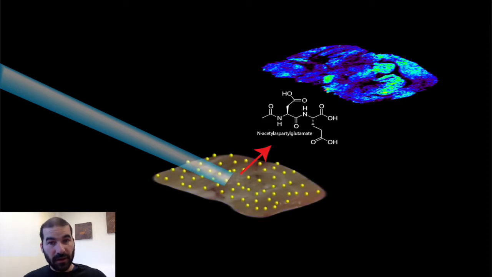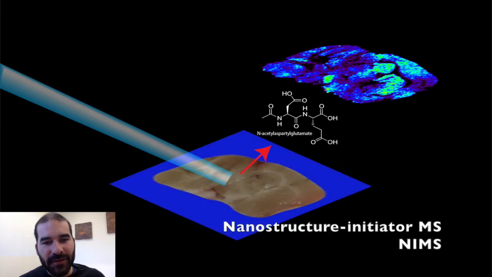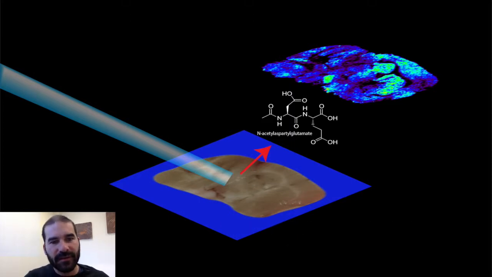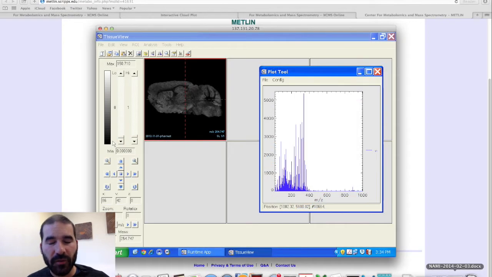such as irradiating nanoparticles. But my favorite way is using nanostructure-initiated mass spectrometry, or NIMS. In NIMS, the action occurs at the specialized surface that you place the sample onto. Here we have a NIMS image of the same mouse brain.